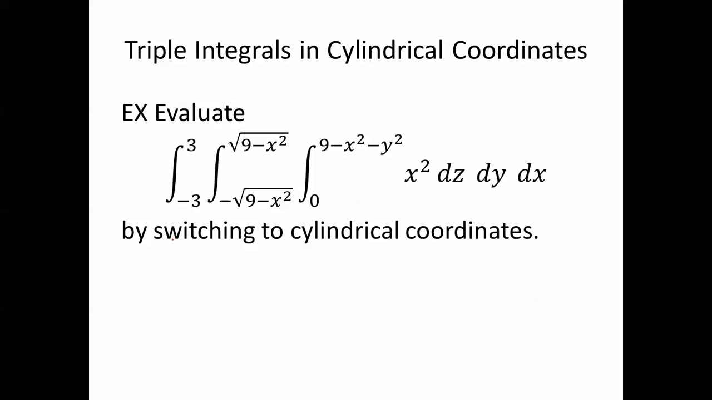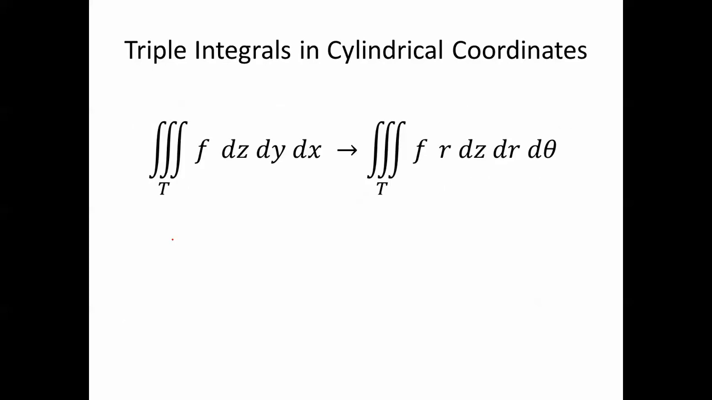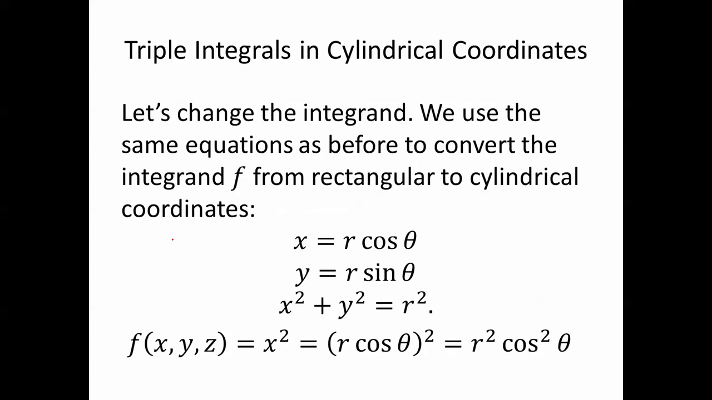by switching to cylindrical coordinates. When we switched a double integral from rectangular coordinates to polar coordinates, dy dx became r dr d theta. Similarly, when we switch a triple integral from rectangular coordinates to cylindrical coordinates, dz dy dx becomes r dz dr d theta. So they're very analogous. The triple integral of f dz dy dx becomes f r dz dr d theta. Let's change the integrand f.